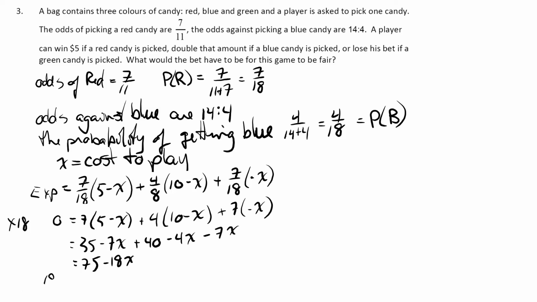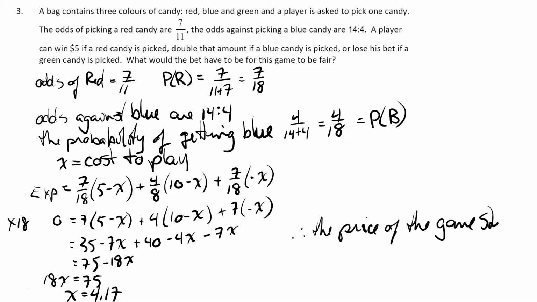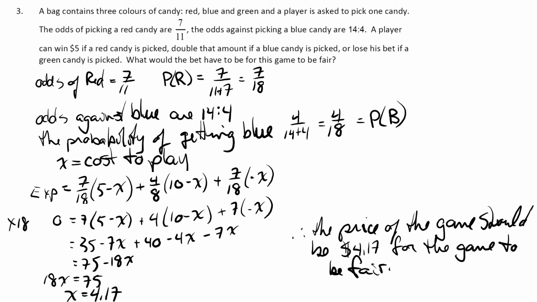Rearrange that to put the x on the other side. Minus 18x is equal to 75. And when we solve for x, x is equal to 4.17. Therefore, the price of the game should be $4.17 for the game to be fair.